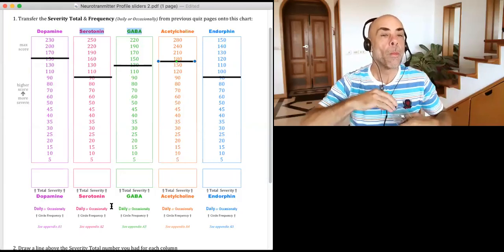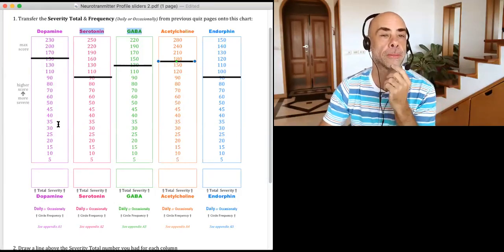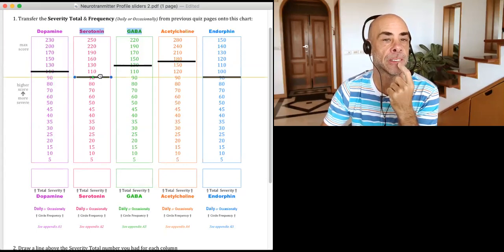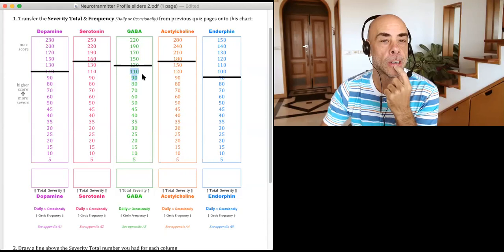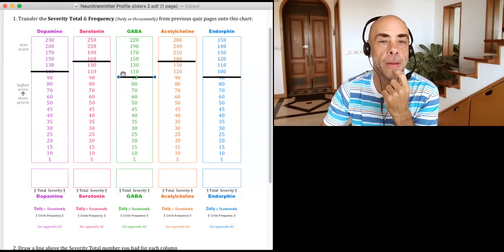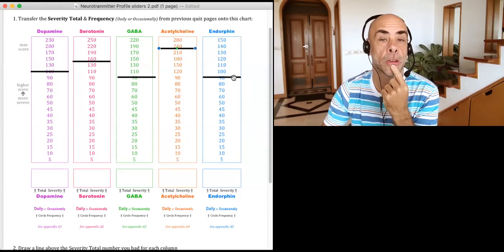I have numbers. Yes. Okay, go for it, Alexandra. Dopamine symptoms 11 of 23. 11, okay. Serotonin 15 of 25. Okay. GABA? GABA 9 of 22. Okay. And acetylcholine? Yep. 23 of 28. Whoa. Okay. 23. And endorphin is 9 of 15. 9. Okay. Very good.